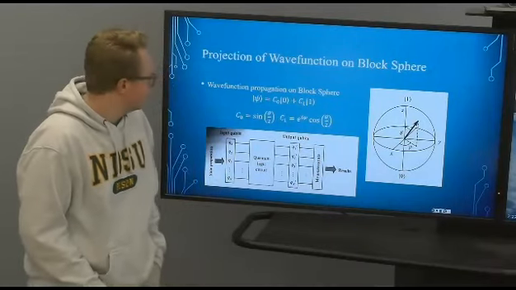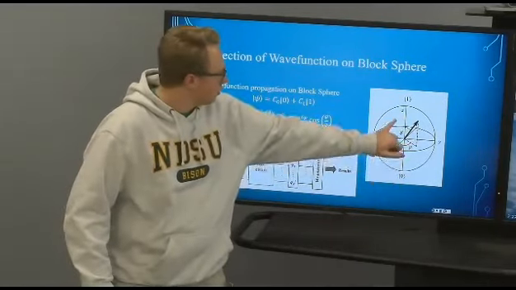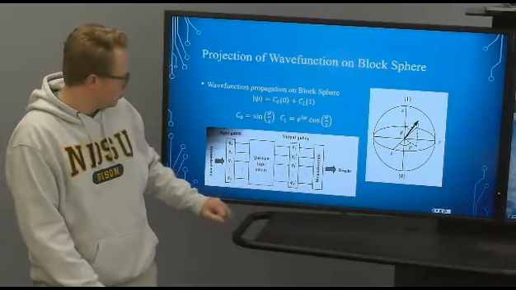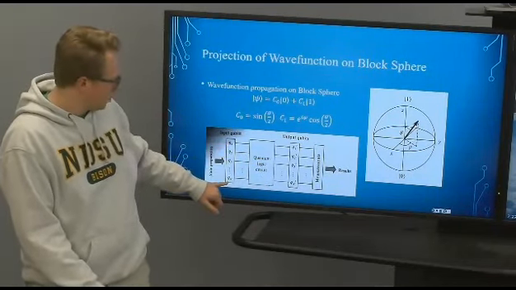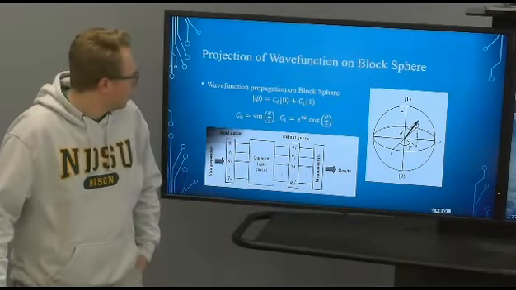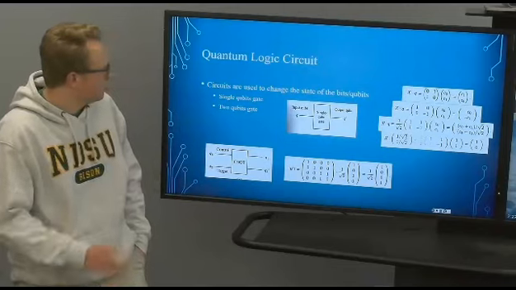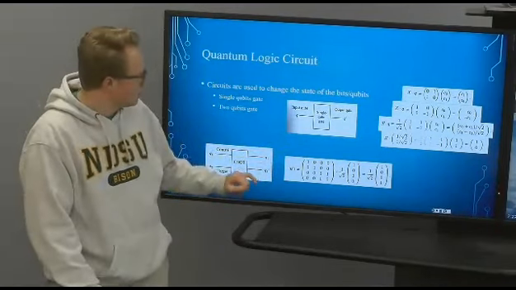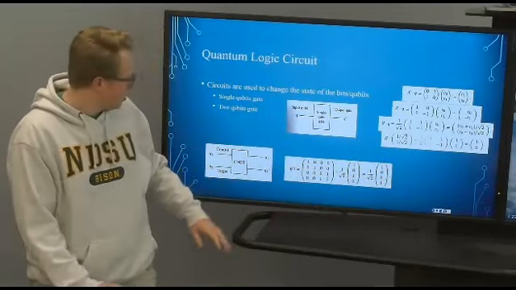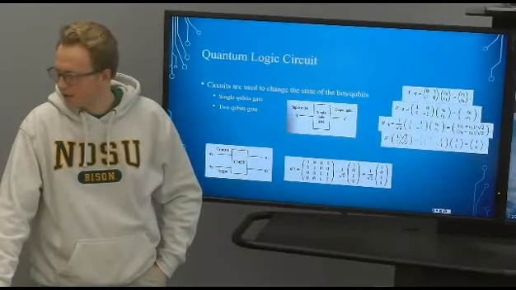So as Sam did, we can project it onto the Bloch sphere, and then what's important is this quantum gate, because we go with all of our states and then we want to change them. Sam talked about both of these already. So there's the single gate and the multiple gate, the 2 gate. So I'm not going to explain that again.